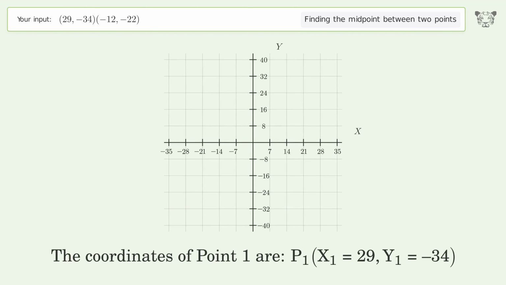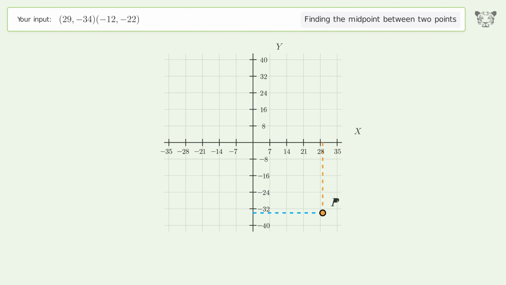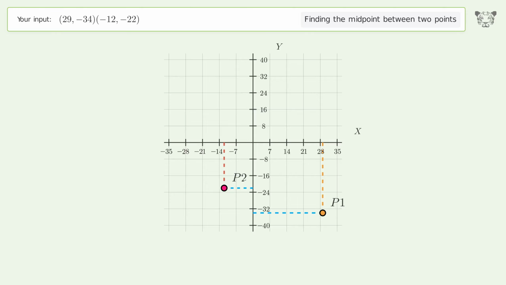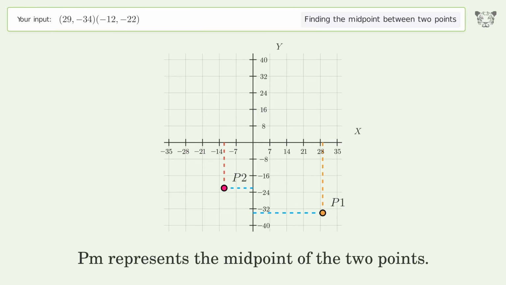The coordinates of point 1 are, x1 equals 29, y1 equals -34. The coordinates of point 2 are, x2 equals -12, y2 equals -22. PM represents the midpoint of the 2 points.